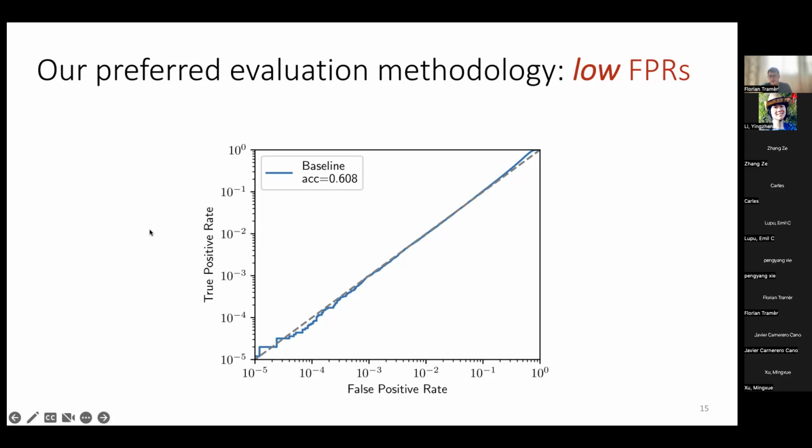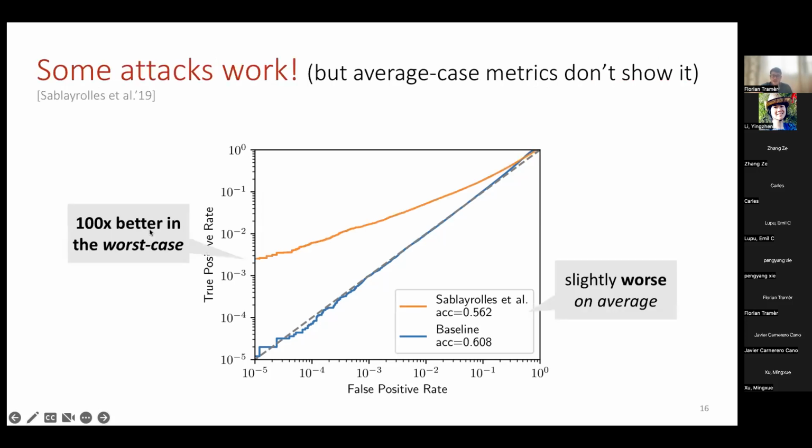It turns out that if you look at prior attacks in the literature, not every attack does quite as badly as this uniform thresholding attack that we've looked at so far. There are actually attacks that people have proposed in the past that do much better in this low false positive regime. So for example, there's this attack from a very nice paper from Sablayrolles and his co-authors from a few years ago, which at low false positive rates does 100 times better than this uniform thresholding attack we saw before.